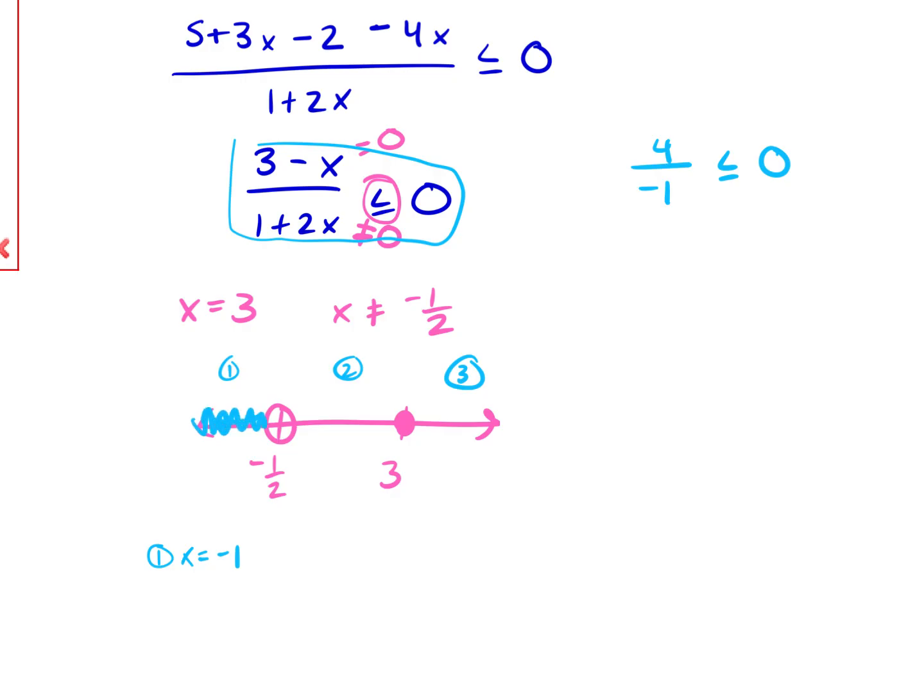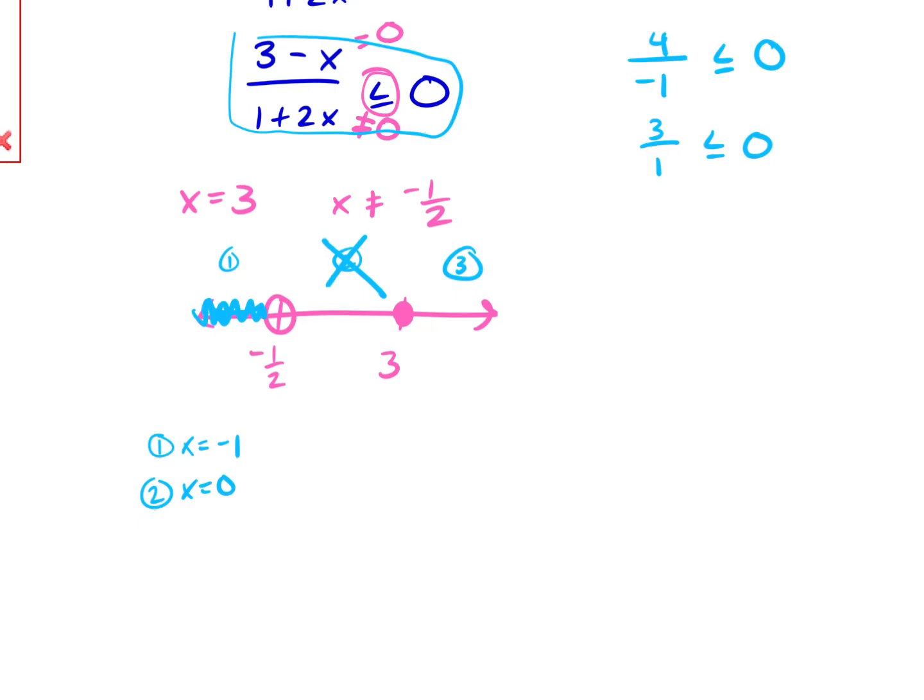Let's just test the middle to be sure. We'll test all of our possibilities. What's a number in between -1/2 and 3? 0. So 3/1 is less than or equal to 0. Is 3 less than or equal to 0? Nope, the middle does not work.